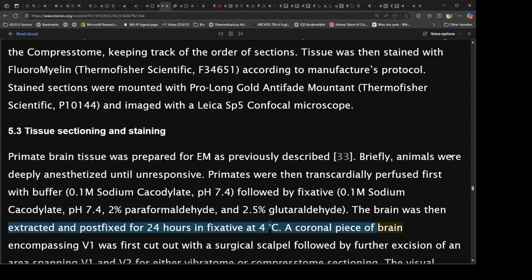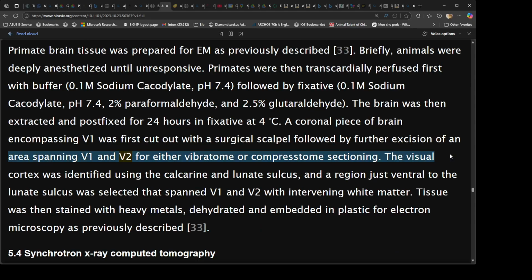A coronal piece of brain encompassing V1 was first cut out with a surgical scalpel, followed by further excision of an area spanning V1 and V2 for either vibratome or compressed-tome sectioning. The visual cortex was identified using the calcarine and lunate sulcus, and a region just ventral to the lunate sulcus was selected that spanned V1 and V2 with intervening white matter. Tissue was then stained with heavy metals, dehydrated and embedded in plastic for electron microscopy as previously described, 33.